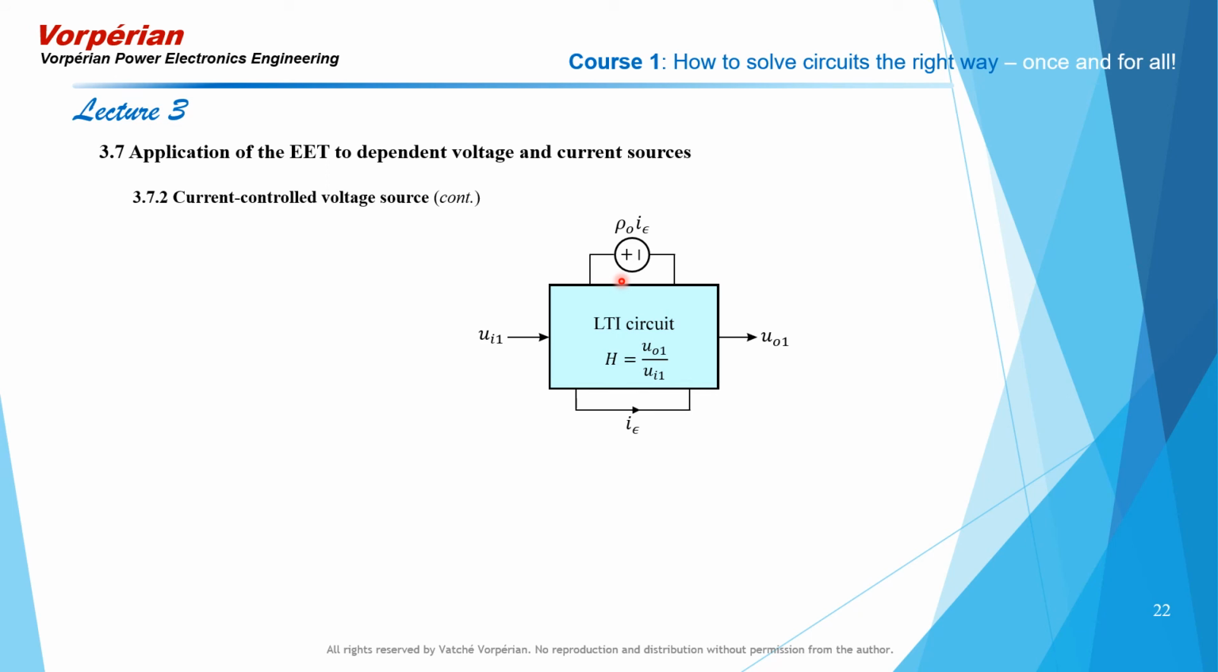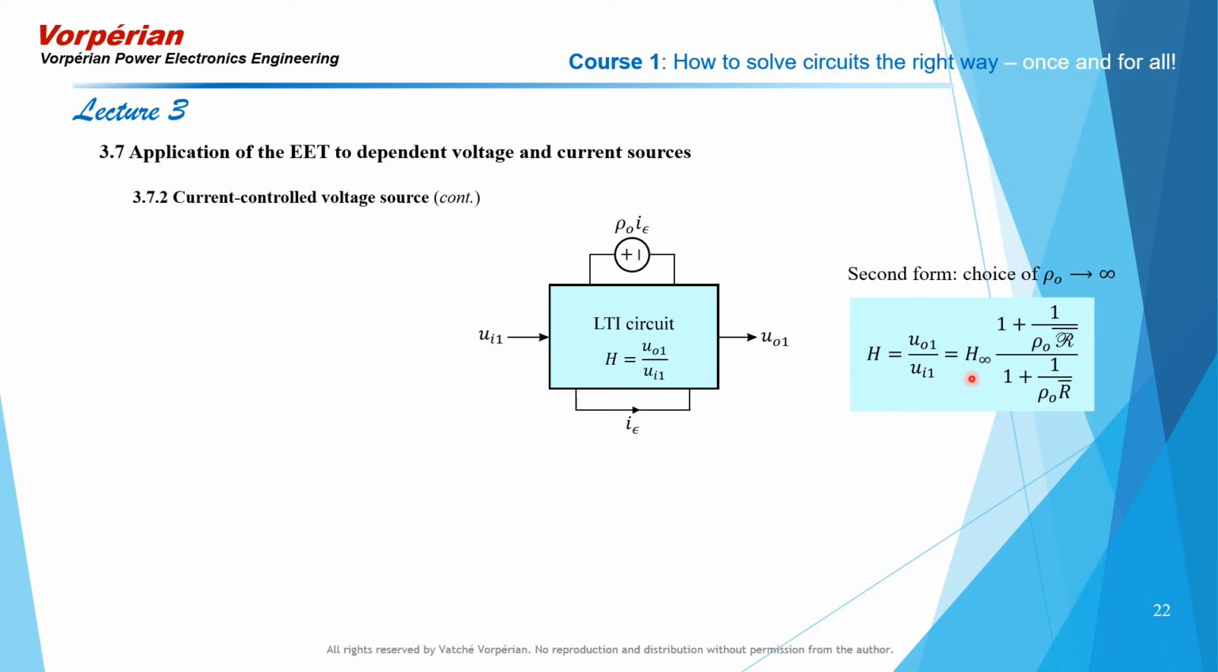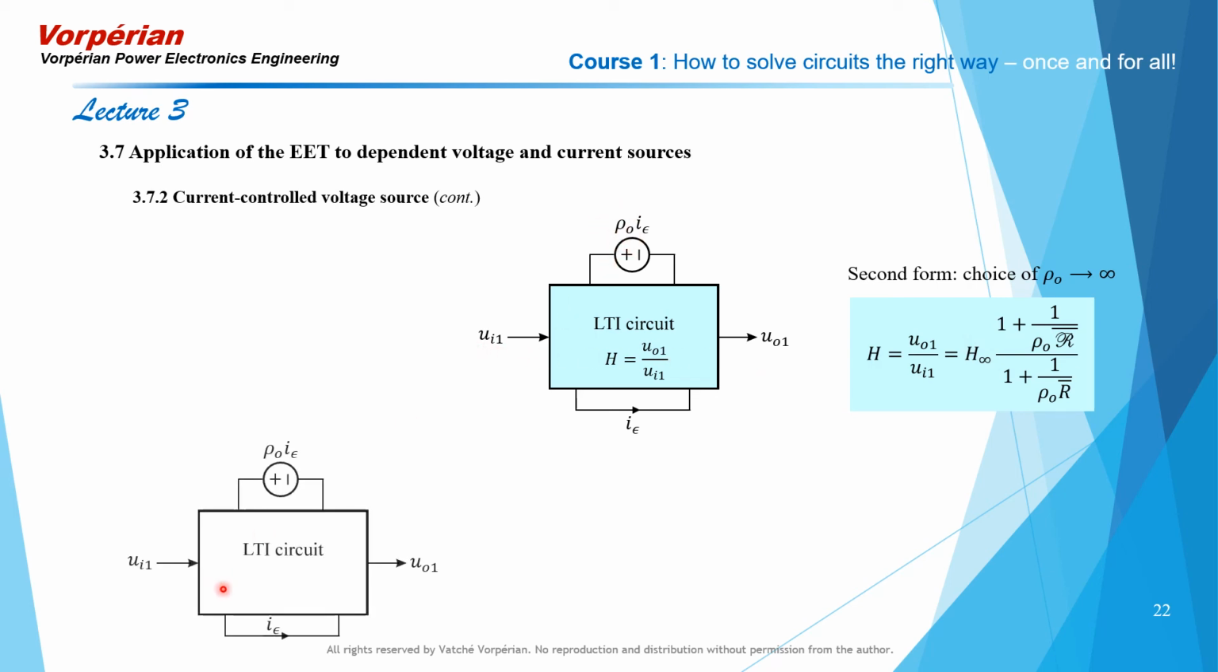Our second choice for taking this extra element out is to let the value of rho 0 go to infinity. And in that case, the form of the extra element theorem is as shown here. In this case, we compute h infinity, which is the value of the transfer function when we let rho 0 go to infinity. And we show that on this diagram here. We let rho 0 go to infinity.